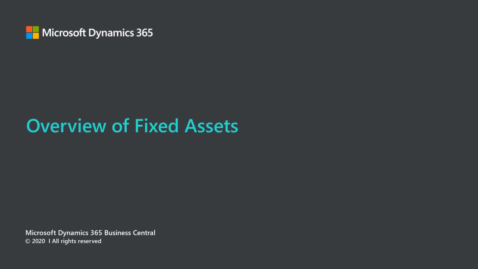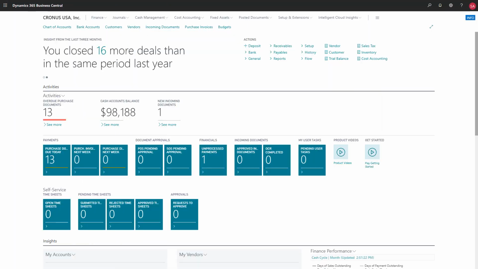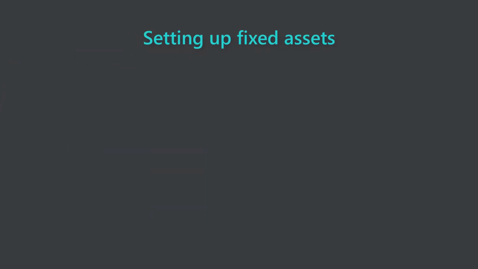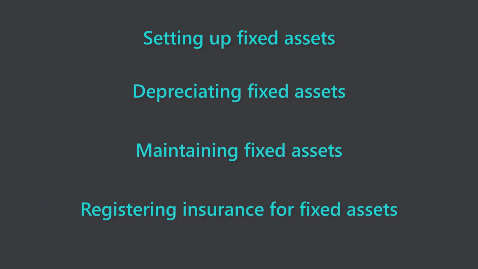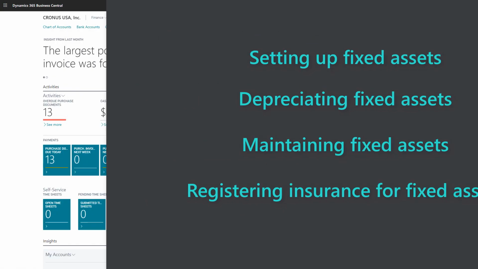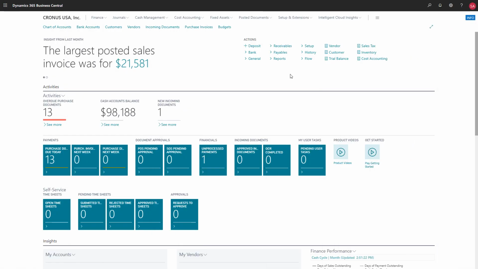Overview of fixed assets. Most businesses must account for fixed assets such as land, buildings, equipment, furniture, and vehicles. This video covers the basics of how to set up fixed assets, calculate depreciation, and how to register maintenance costs and insurance coverage for them in Business Central. We'll also touch on some useful reports.